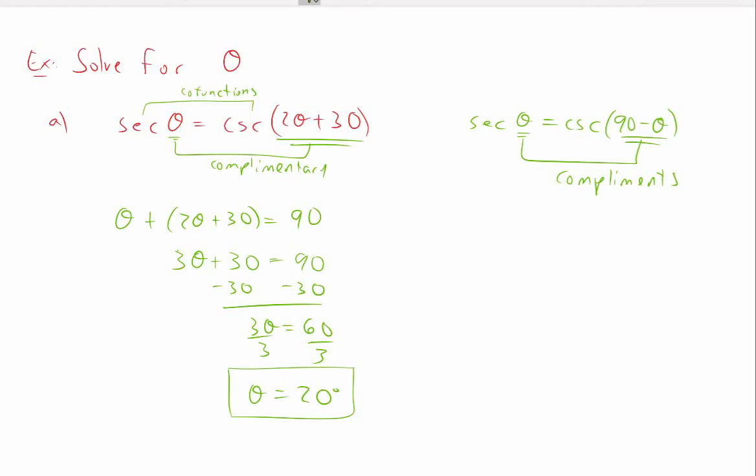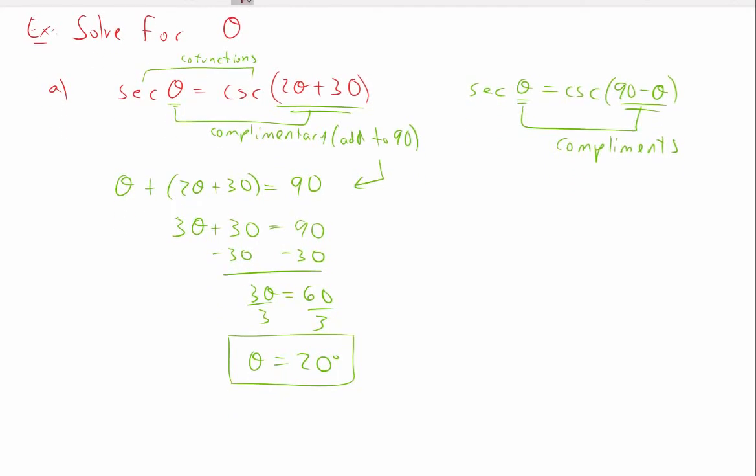If two cofunctions are set equal to each other, then their angles must be complementary. Okay? Just to be clear, that means add to 90. If two cofunctions are set equal to each other, their angles must add to 90. That's what allows us to write this equation here that we can then just solve using basic inverse operations.